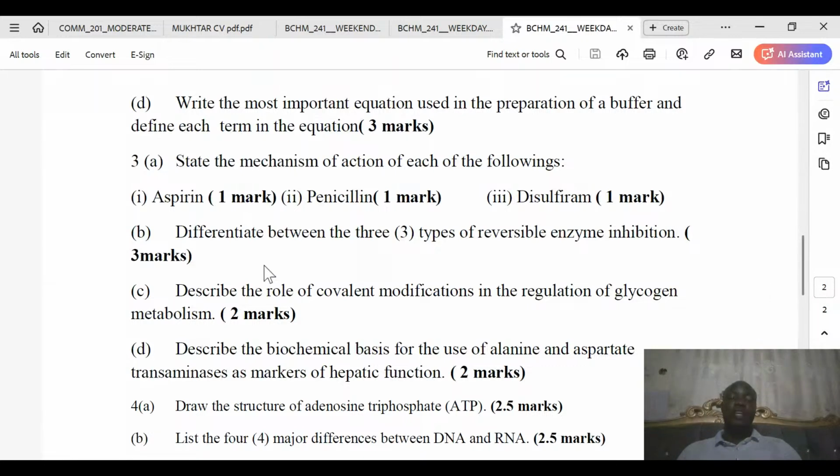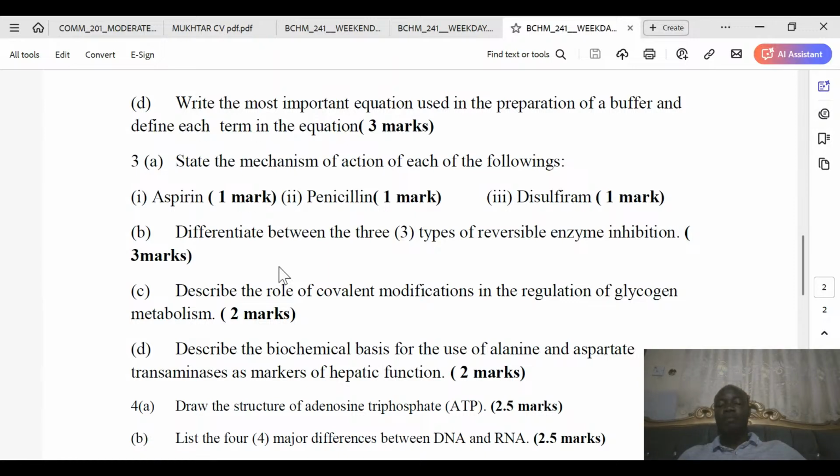So ladies and gentlemen, is that clear? So then the next one is penicillin. Penicillin is also an antibiotic. So what is the mechanism of action of this penicillin? So I have to say it, ladies and gentlemen. Remember, bacteria are classified into two based on their cellular structure. We have gram-positive bacteria and we have gram-negative bacteria.